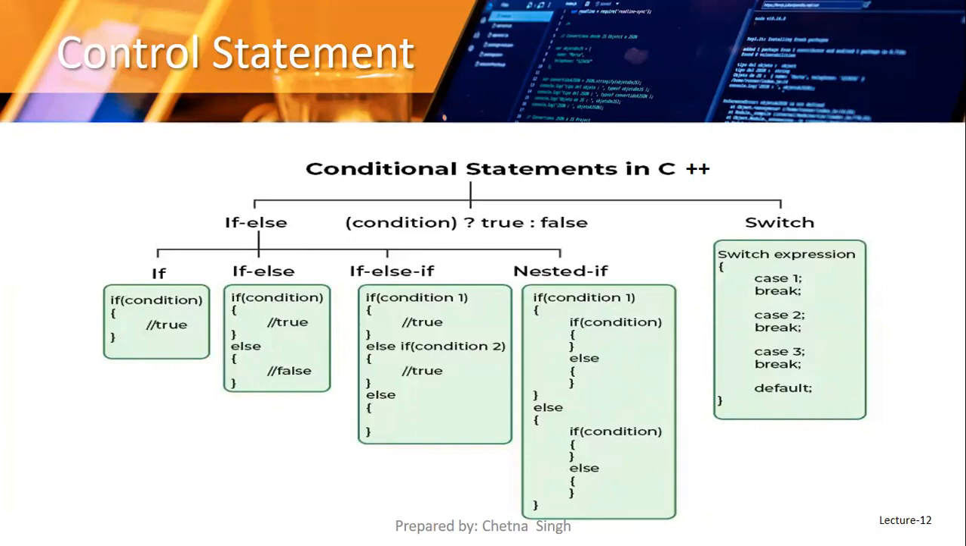There are various types of conditional statements in C++. One is if, where if the condition is true, we execute the if block. Other ones are if else, if else if, nested if else, and switch.